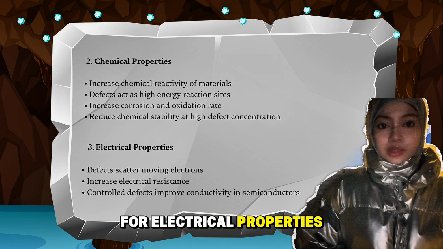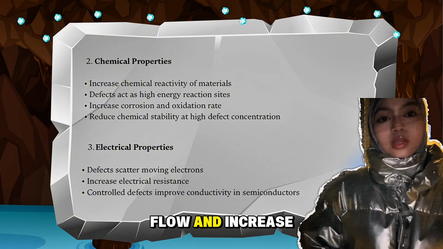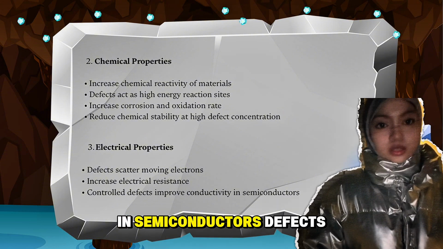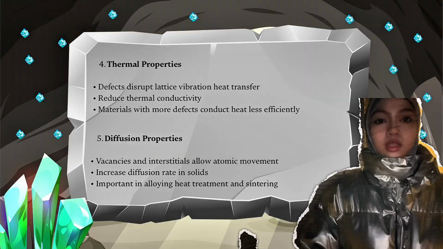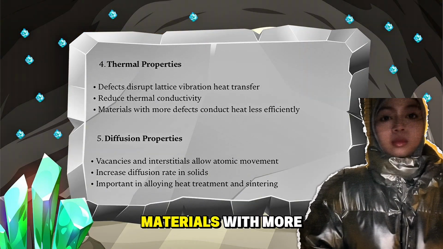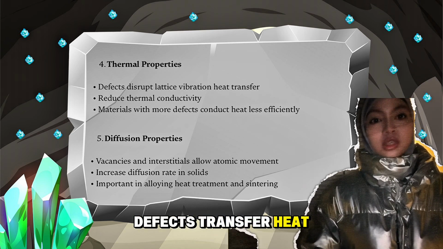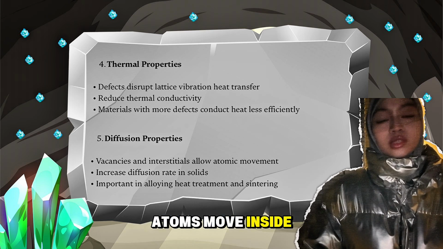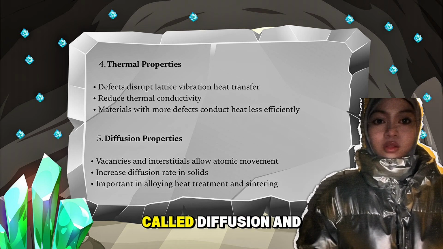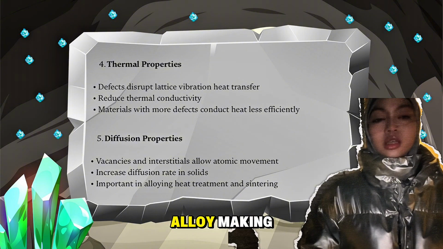For electrical properties, defects disturb electron flow and increase resistance. In semiconductors, defects are added on purpose to improve performance. Defects also affect heat flow. Materials with more defects transfer heat less efficiently. Finally, defects help atoms move inside materials. This process is called diffusion and is important in alloy making.